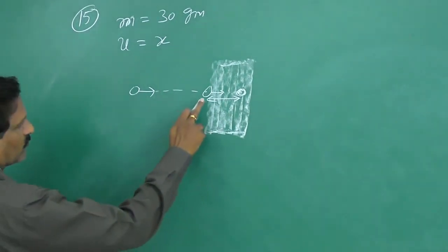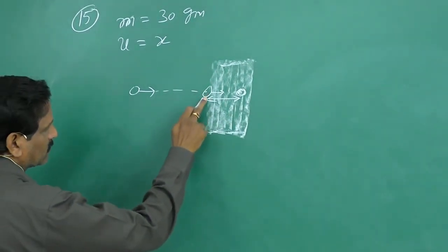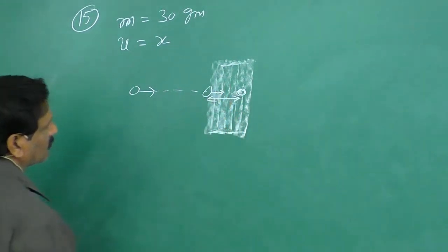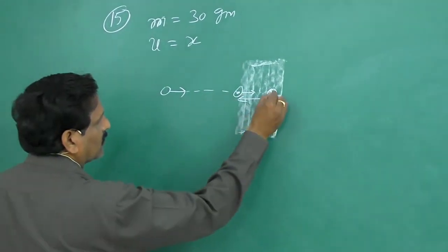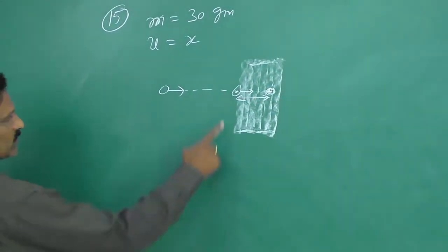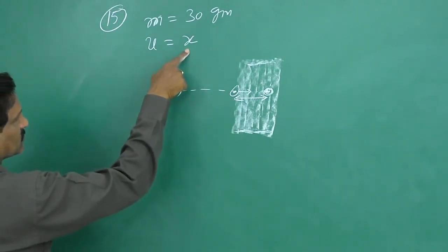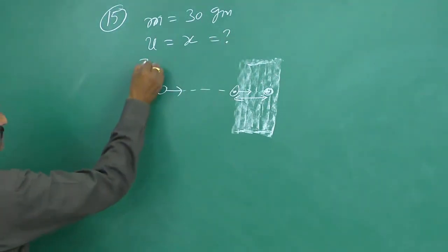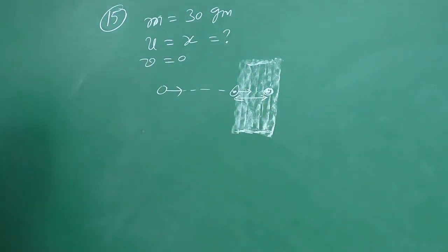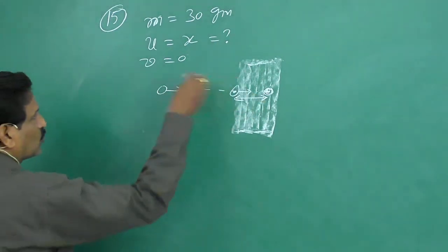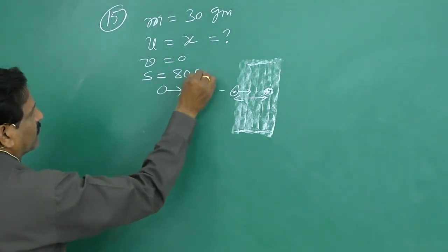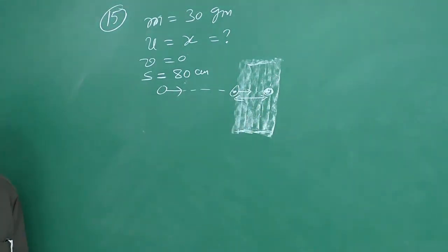So here the velocity of the bullet decreases from this point and finally becomes 0. This is the initial point of the bullet and this is the final point. At this initial point, initial velocity is given as x. We have to calculate this x. And final velocity is 0 because finally it is stopped, after penetration of 80 centimeter the bullet is going to be stopped.